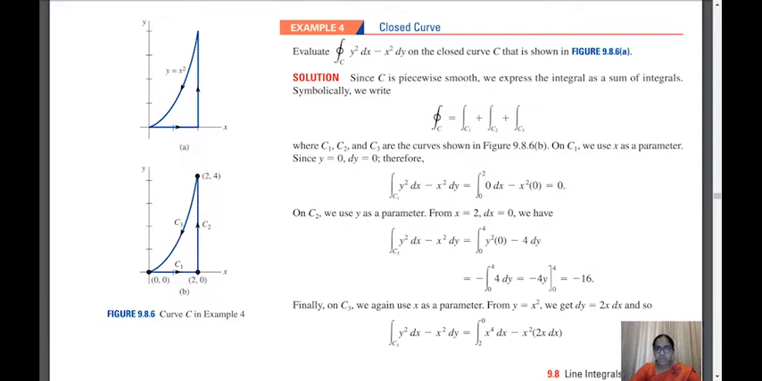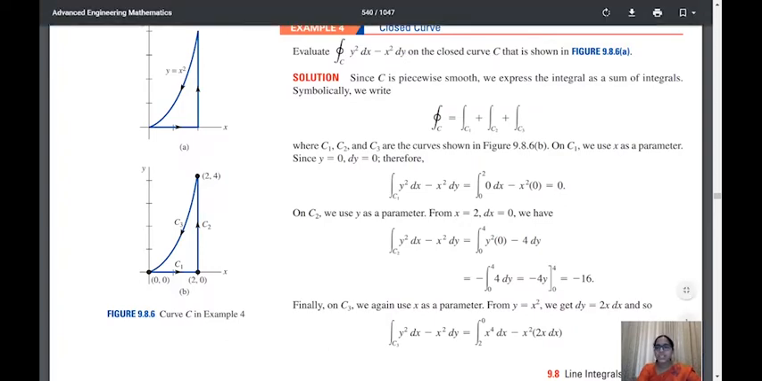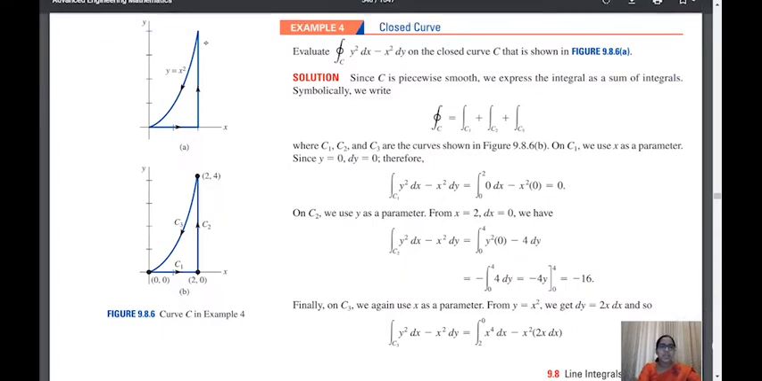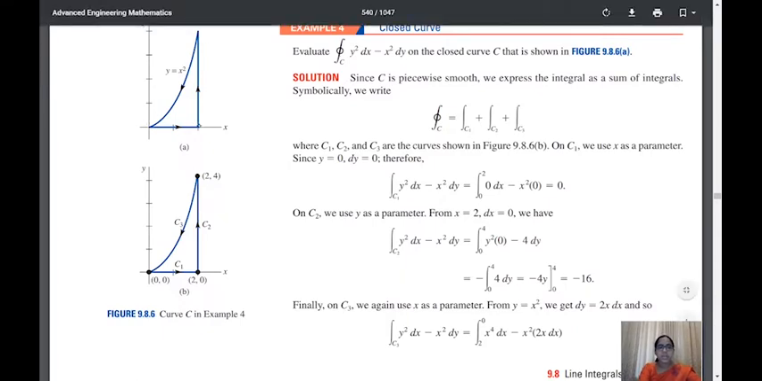Here in example 4, we are asked to evaluate the integral over C, where C is a closed curve, of y square dx minus x square dy, on the closed curve C which is given in figure 9.86e. So you can see the figure is of this form. The curve is going in this manner. Just keep in mind the orientation also. It is important, the direction. So this is our closed curve.